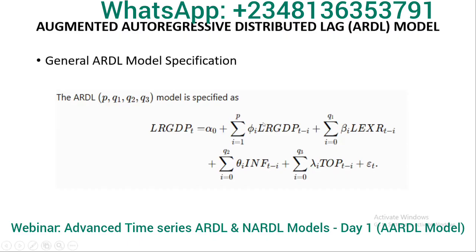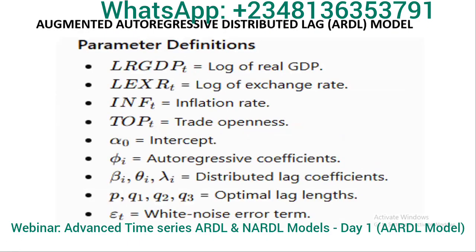So we have this specification here. You can see we have the lag of the dependent variable. Then we have our target variable, exchange rate. You can see this one starts from level, not from lag, so where this i runs from 0 until the optimal lag that is chosen, either by AIC or BIC or other criteria that are used in choosing the optimal lag.